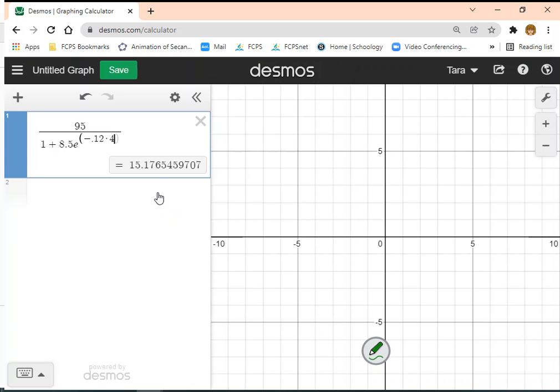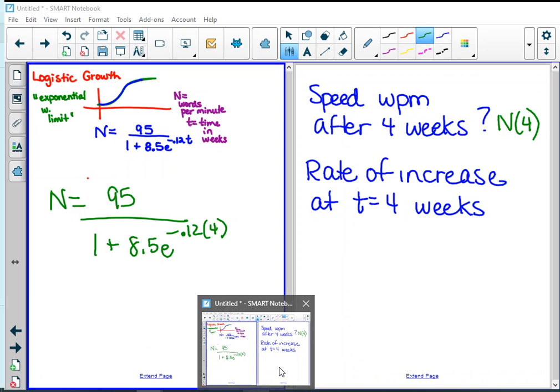So at 4 weeks of typing practice, learning how to type, 15.177 words per minute. When you first are learning how to type, you're learning where the keys are. A, S, D, F, J, K, L, semicolon. I don't know if it's anything like that anymore. It'd be interesting to have you guys tell me that.